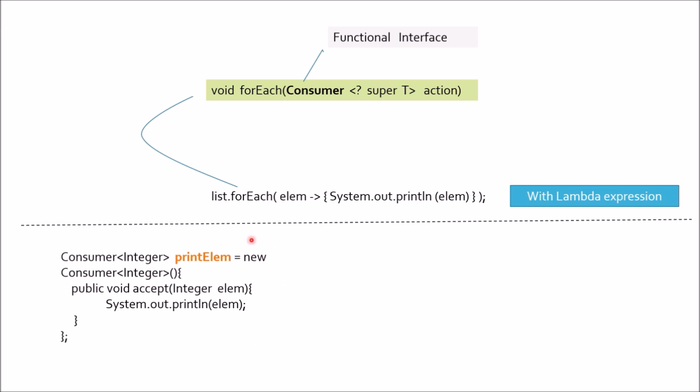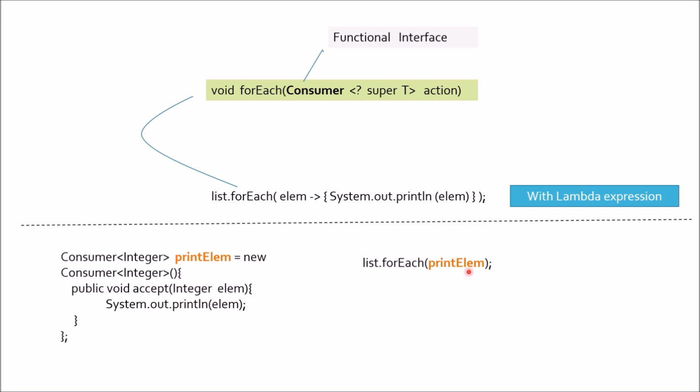If you remember, we have anonymous classes in Java, and a functional interface could also be implemented as a part of an anonymous implementation. So instead of a single line, System.out.println, the same thing you are doing with new Consumer<Integer>, the method accept, you are passing System.out.println. Now if I have to use this printElement reference in this list.forEach, how can I do that? I can just pass list.forEach(printElement).